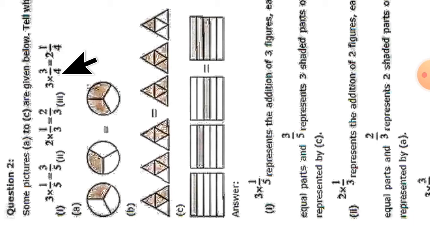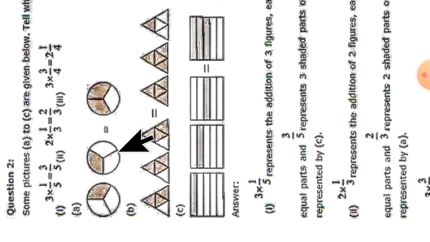Now here 3 into 1 upon 5 means 3 pictures in which 5 total parts are there and shaded part is 1. So these are the 3 pictures in which total parts are 5 and in each figure shaded part is 1, and equal to 3 upon 5 means total part are 5 and shaded part is 3. So here total part are 5 and shaded part is 3. So this one matches with C.